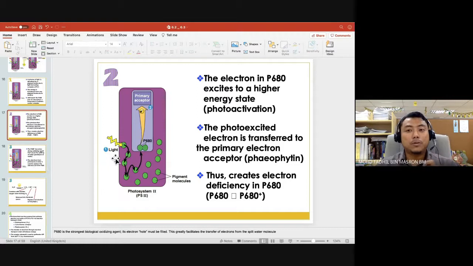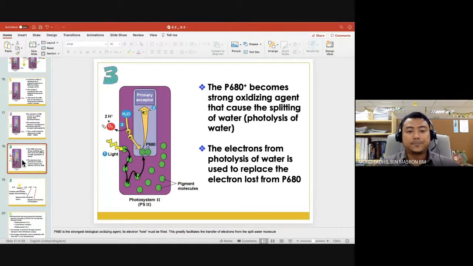Datang daripada mana? Photolysis of water. Apa itu photolysis of water? The molecule of water dipotong oleh the sunlight, pisah, release the elektron, elektron tu pergi dekat dia. Okay.